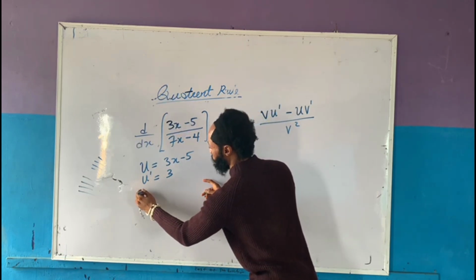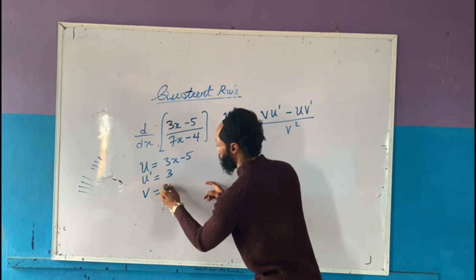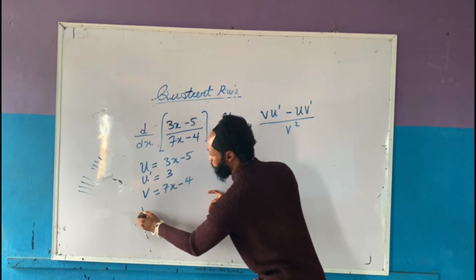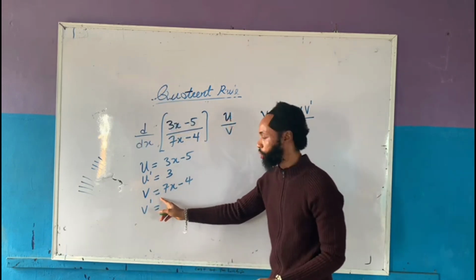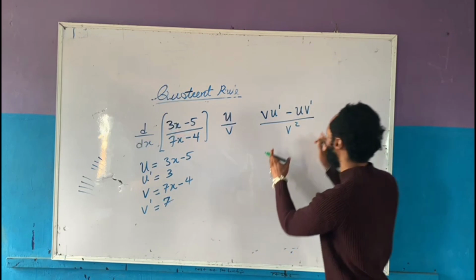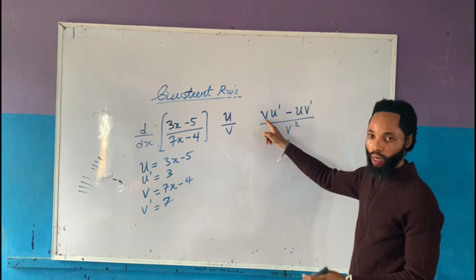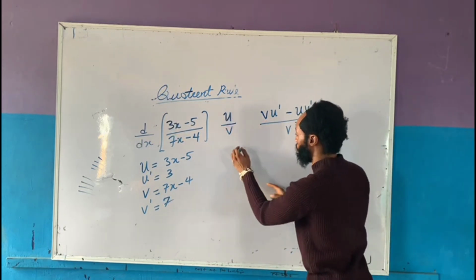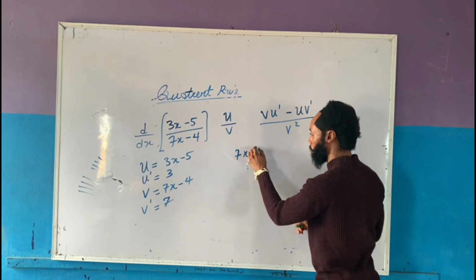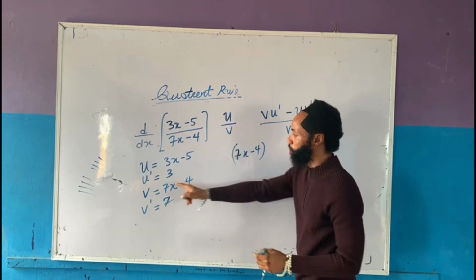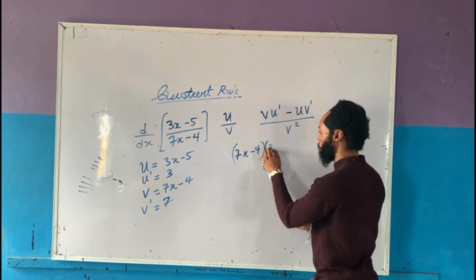The next one is v. Your v is 7x minus 4. If you differentiate v, you're going to get 7. Now we can enter every one of the values here. What do we have? We have v first. So v is 7x minus 4, multiplied by u prime. U prime is 3.